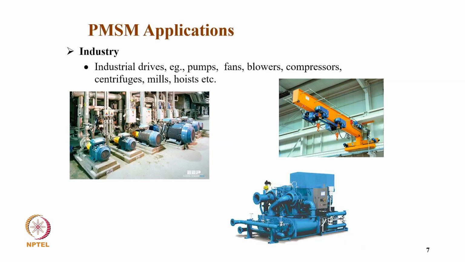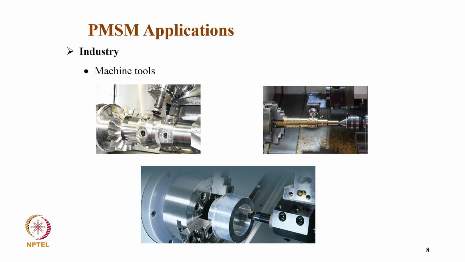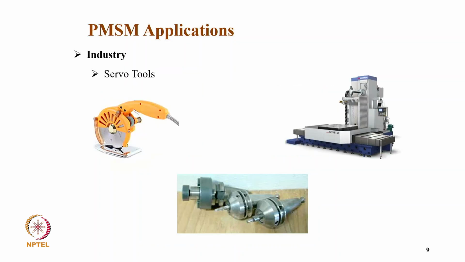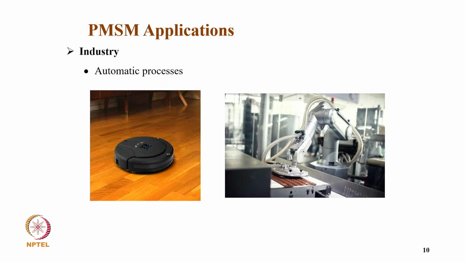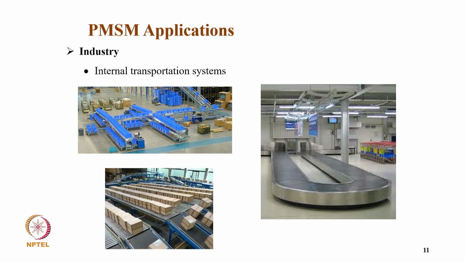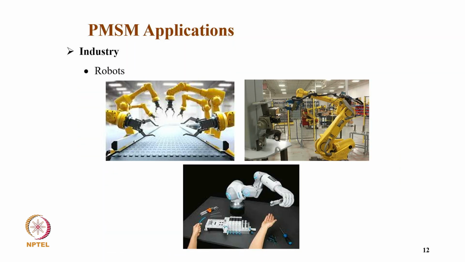And there are plenty of applications of this, typically in industry, like industrial drives, like pumps, fans, blowers, compressors, centrifuges, mills, hoists, etc., as you can see. And then machine tool applications, because it's one of the most efficient and very accurately controlled. Then servo tools, then automatic presses, then the internal transportation system in the industry as well as at the airport, or typically in various industrial production.